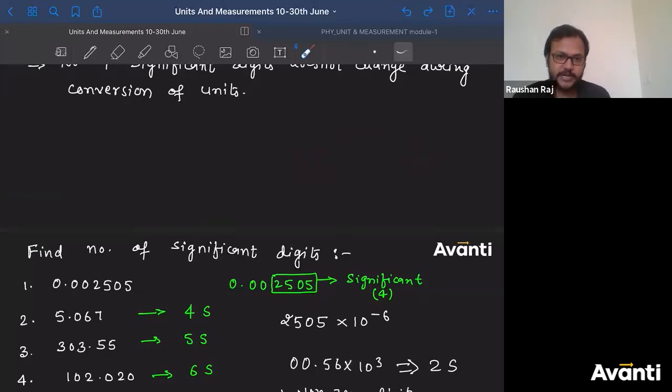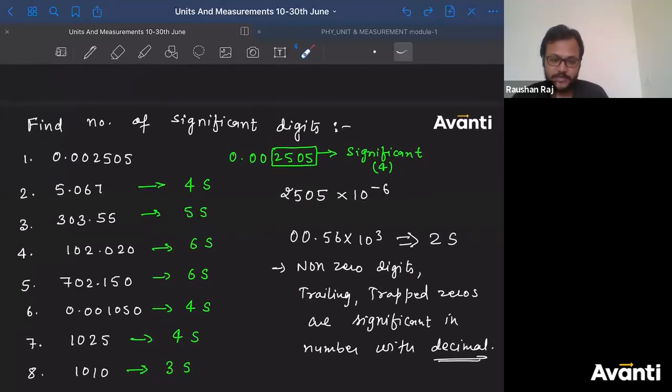They will do that, Sakshi. I'm coming to that part. Don't worry. Sakshi is asking, sir, if a question asks to write the answer to 2 significant digits, then how can we write it? So there we have to round it off. There we have to round it off. We'll come to that point.